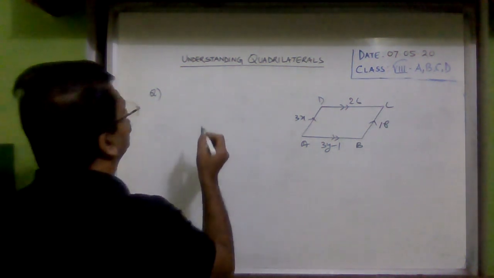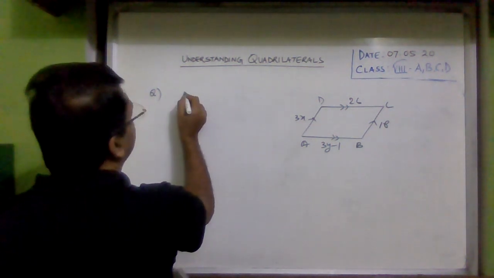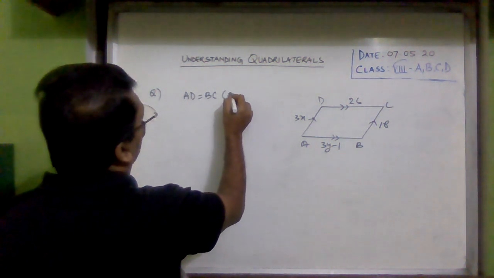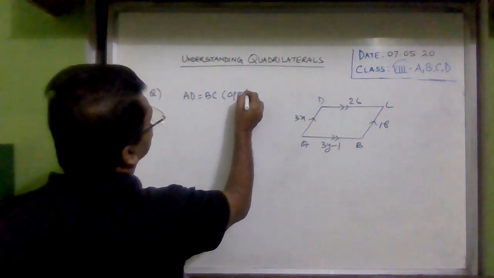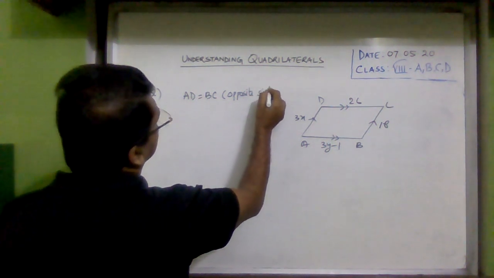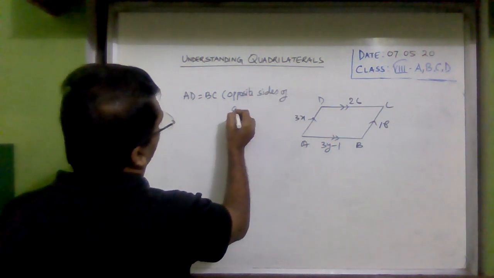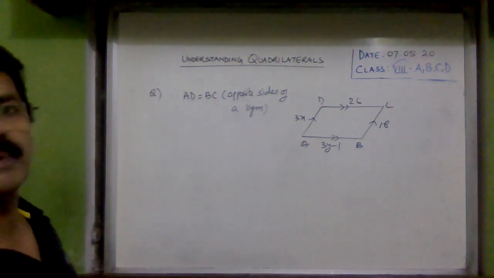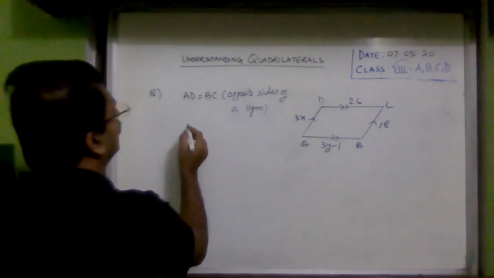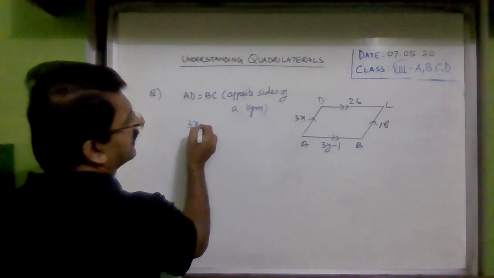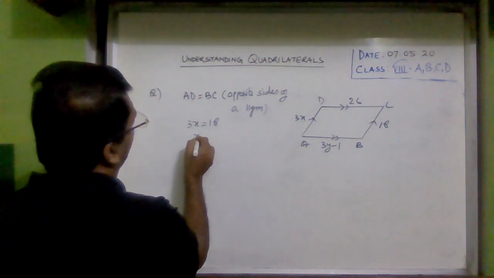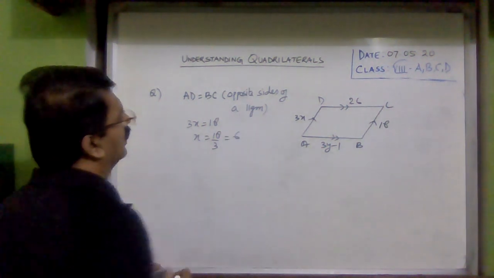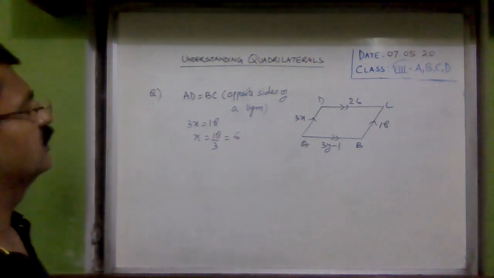So what we do, first of all you write AD is equal to BC. Reason: opposite sides of a parallelogram. Opposite sides of a parallelogram are equal, so AD is equal to BC. Now AD is 3x, BC is 18. So x will be equal to 18 by 3, that is 6. Okay, so we have found x is equal to 6.